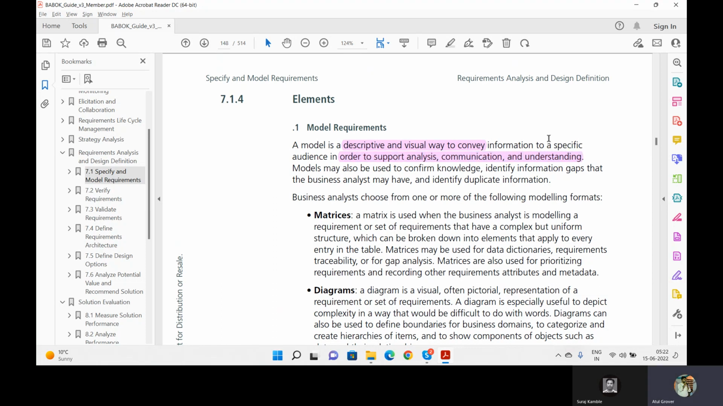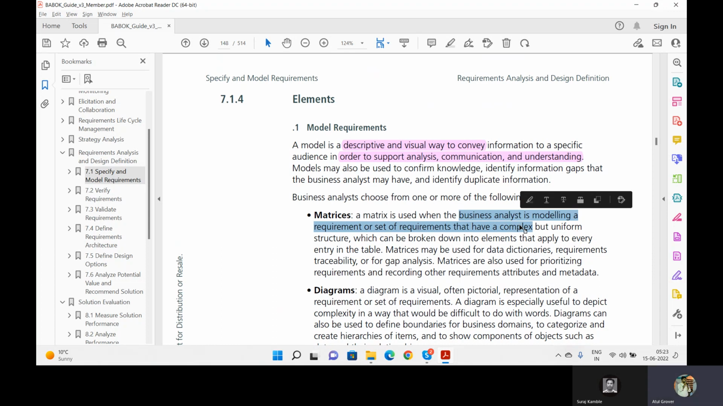Why do we prepare a picture? Why do we prepare a pictorial diagram? To make sure that the other person understands, so that their understanding and my understanding become the same. Words can create a problem, but a picture cannot. And to achieve that, what they say is, let's have a matrix. What do you mean by the matrix here? A matrix is used when the business analyst is modeling a requirement or set of requirements that is complex but uniform in structure.